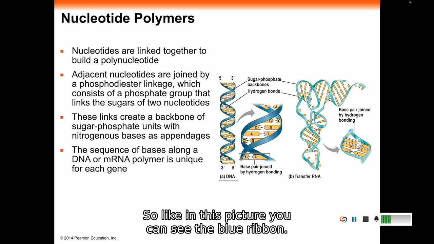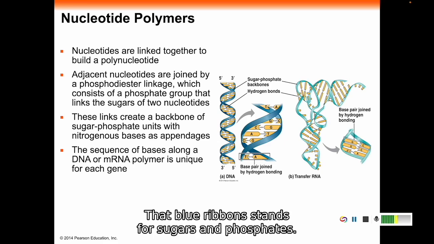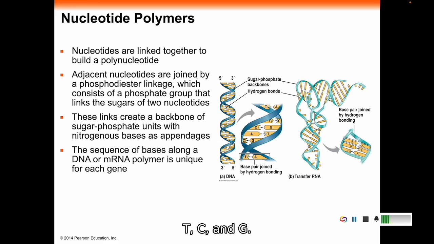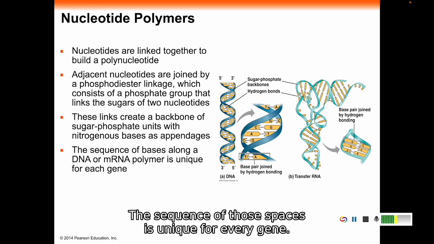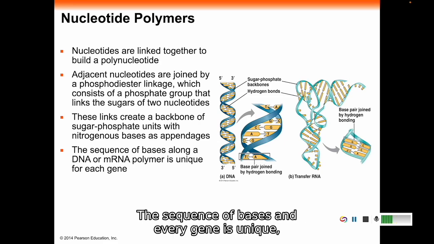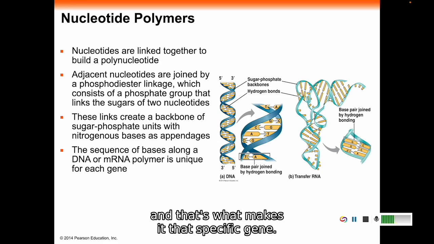So like in this picture, you can see the blue ribbon. That blue ribbon stands for sugars and phosphates. And then these orange bases sticking out, the A, T, C, and G. The sequence of those bases is unique for every gene. Just like the sequence of letters is unique for every word, and that's what makes it a word, the sequence of bases in every gene is unique, and that's what makes it that specific gene.